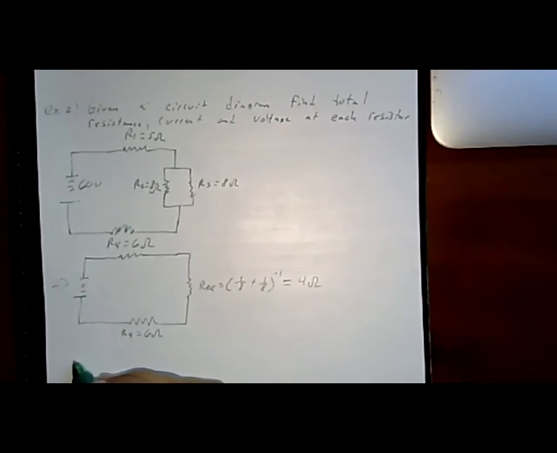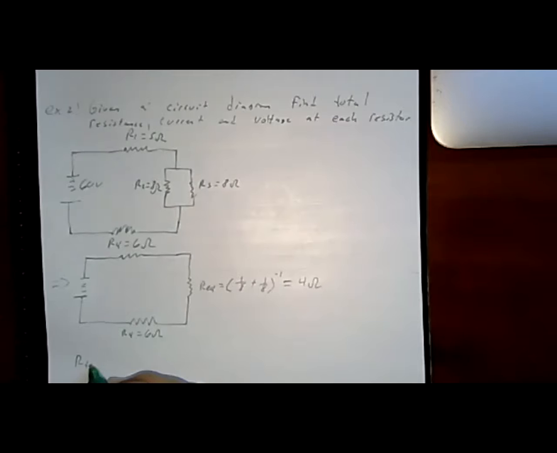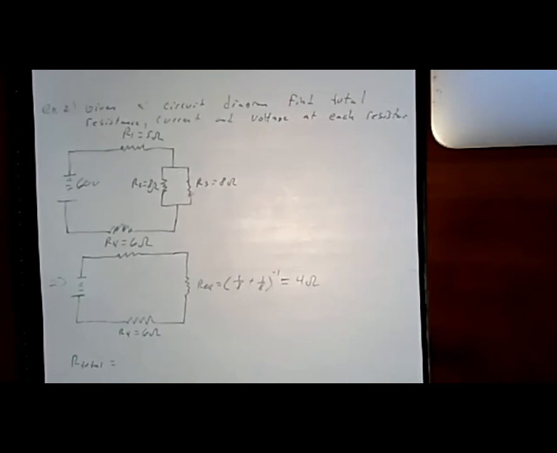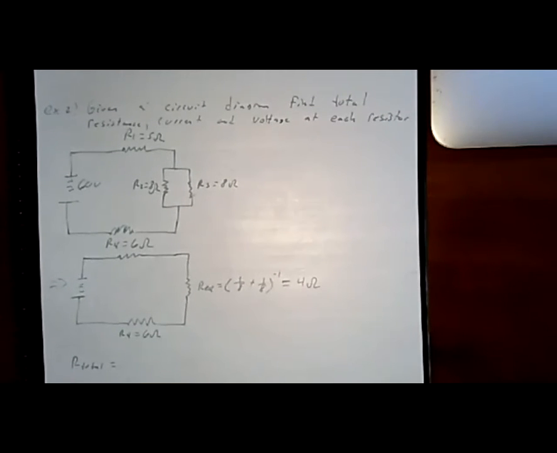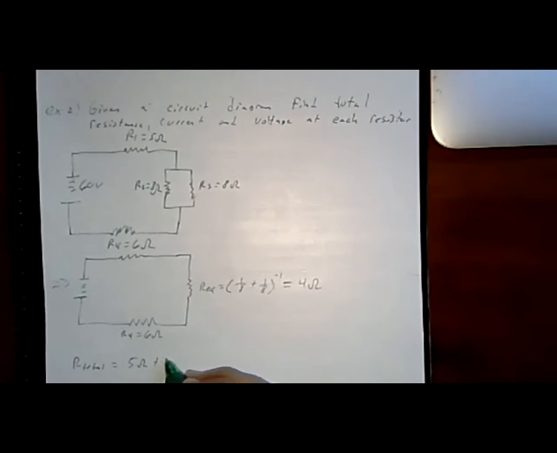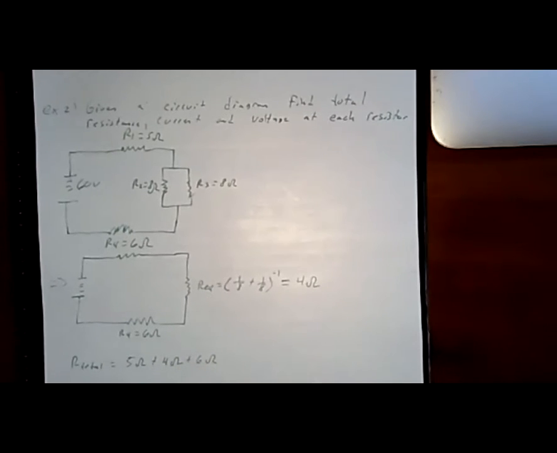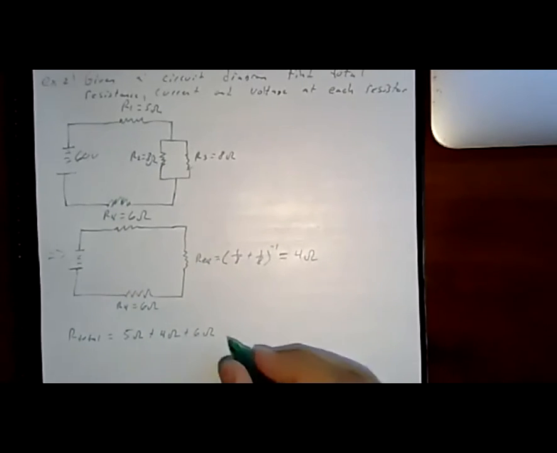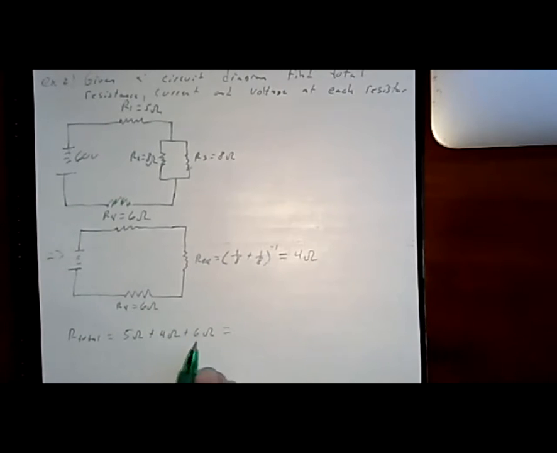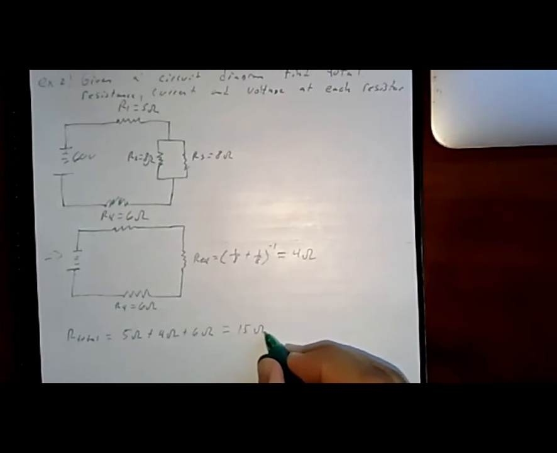So using this information, our total would simply be, right, this should be 5 ohms plus 4 ohms, which is the one we found, plus 6 ohms, because these are all now in series. You just add them together. No big deal, right? So it's 15 total ohms for the entire circuit.